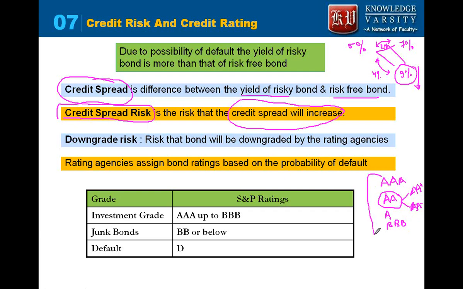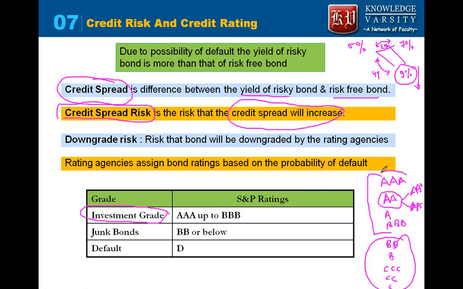Up to triple B, the ratings given are called investment grade. That is, money can be invested in these bonds. The probability of default is less. But the ratings below triple B, like BB, B, triple C, double C, C, these bonds are called junk bonds. You should not invest in these bonds. Also there is a term called high yield bonds. That is, these bonds will give you high yield.